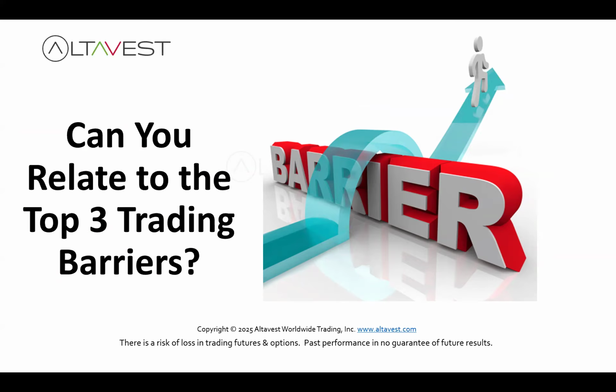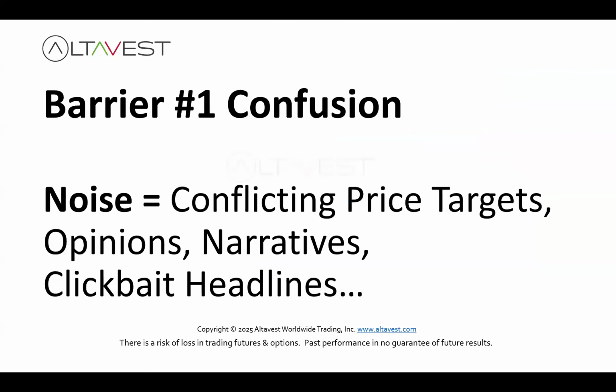How many of you can relate to these three barriers to our success when it comes to trading? I think number one, to summarize, would be confusion and noise. So everything is contradictory. Everything contradicts one moment to the next. An opinion says this, another opinion says that. There's also a lot of clickbait headlines and narratives.